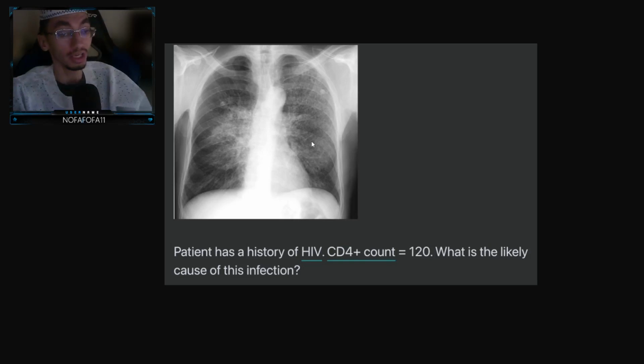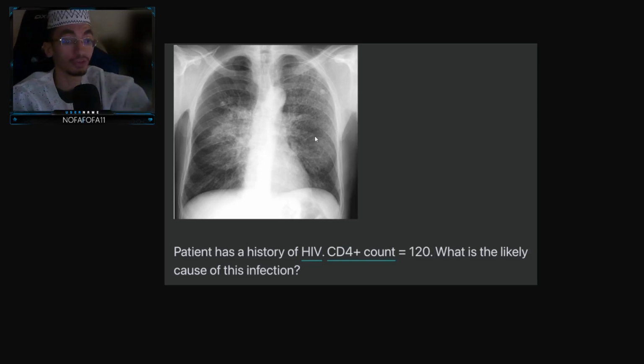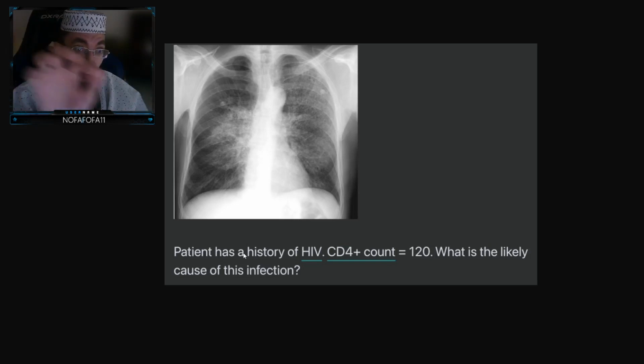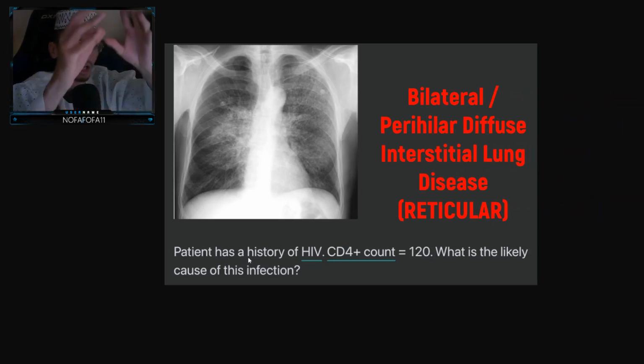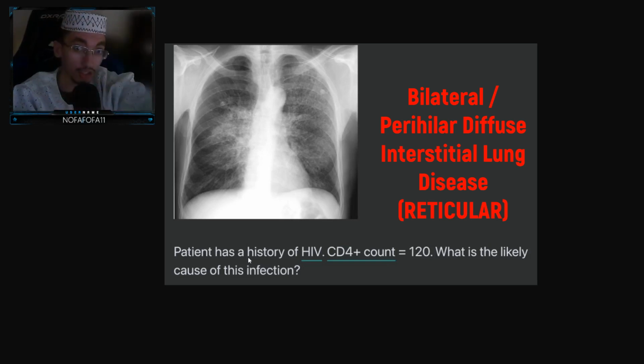So we have here a case of interstitial lung disease in a reticular pattern. A reticular pattern is like a line. Basically, it's a line. And we have a case of diffuse interstitial lung disease, reticular pattern, bilateral. Bilateral meaning two sides. Bilateral perihilar, or you could say perihilar as well.